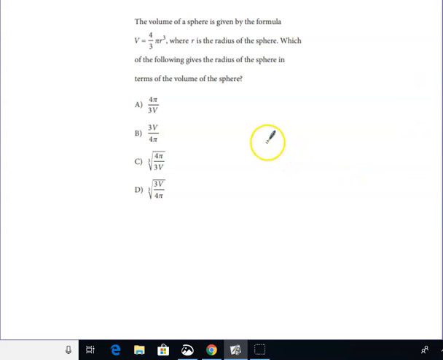And I wanted to show you one problem I found on an old released SAT test. The volume of a sphere is given by the formula V equals 4/3 pi r cubed, where r is the radius of the sphere. Which of the following gives the radius of the sphere in terms of the volume of the sphere? Before I talk about how to solve it, I want to show you if I know I'm solving for a certain variable, everything in this problem, when it's moved over, will change to the opposite.